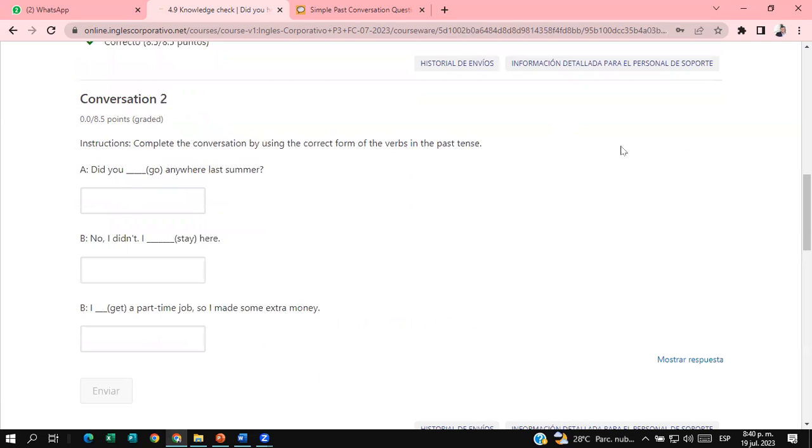Let's have Claudia. Continue. What is the past of go? Did you go anywhere like last summer? Okay. Do we modify the verb or do we leave it as it is? Go. Okay, just go. No went, right? Because we have the auxiliary. Excellent.